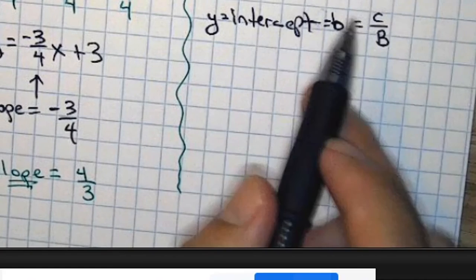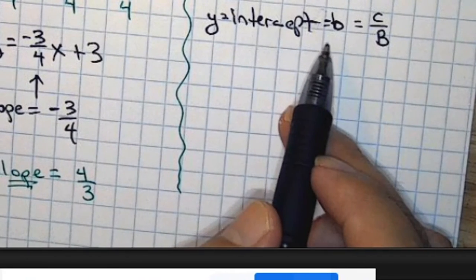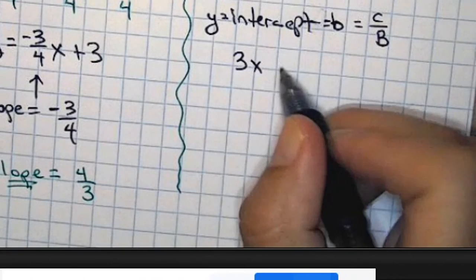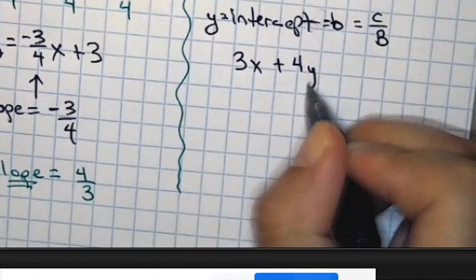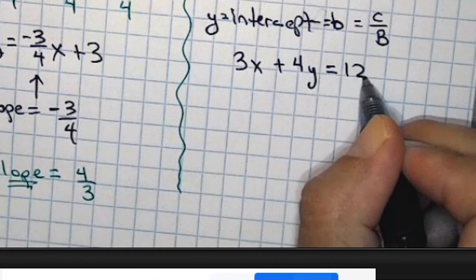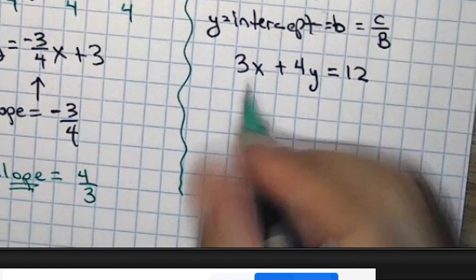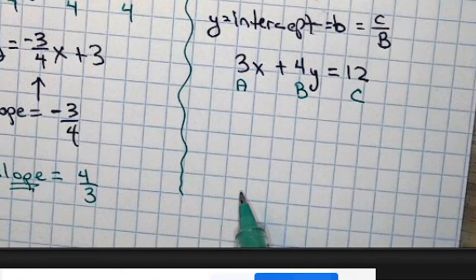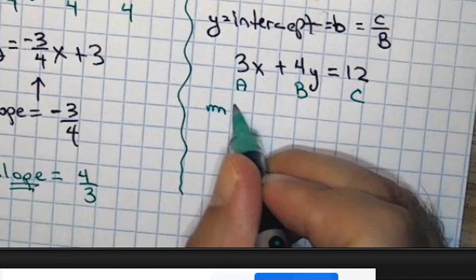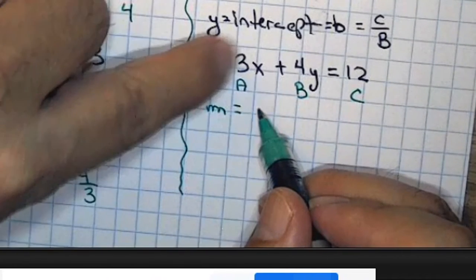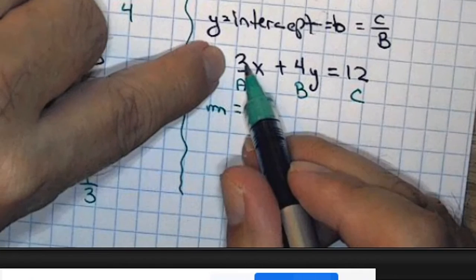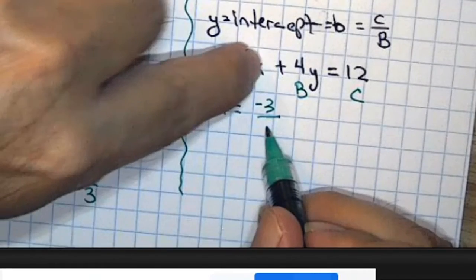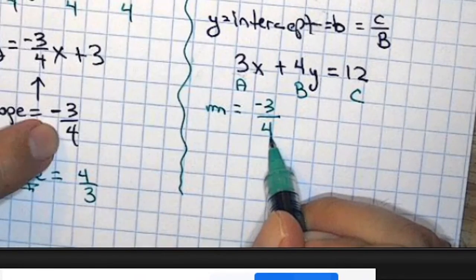So if you memorize that fact, it's going to speed up your process. So for example here, and remember the ACT is a timed test, so speed is critical. This is your A, this is your B, and this is your C. The slope for this line is the opposite of A, or the opposite of 3, which is negative 3, over B, that's a positive 4. And we had that.